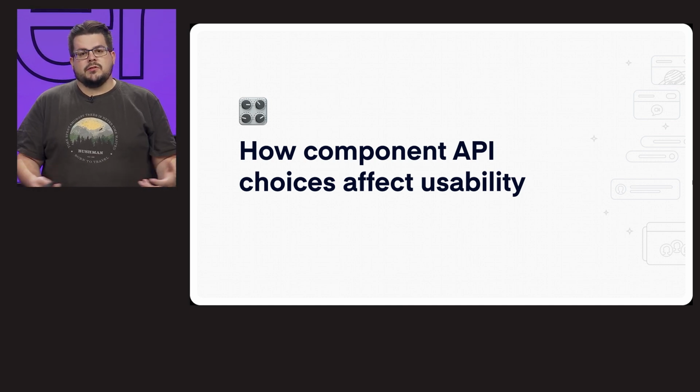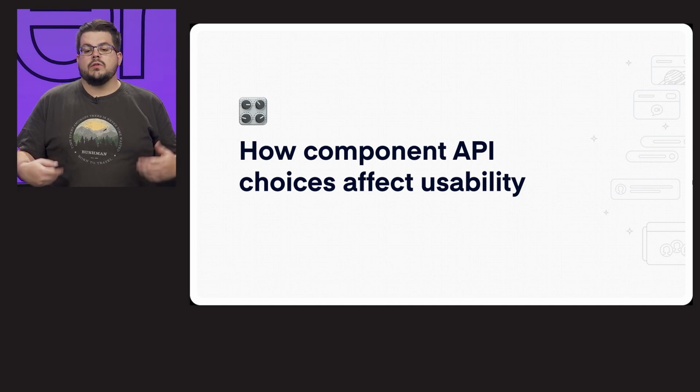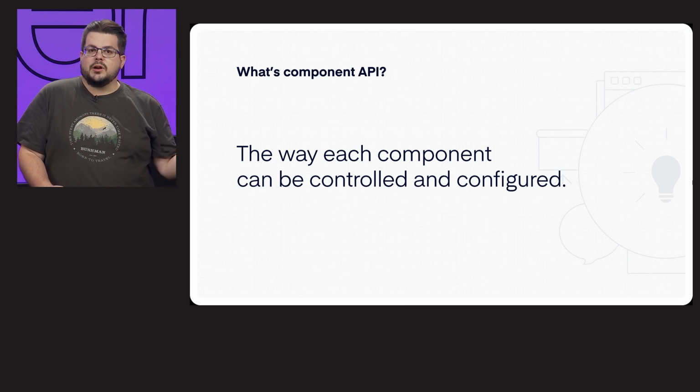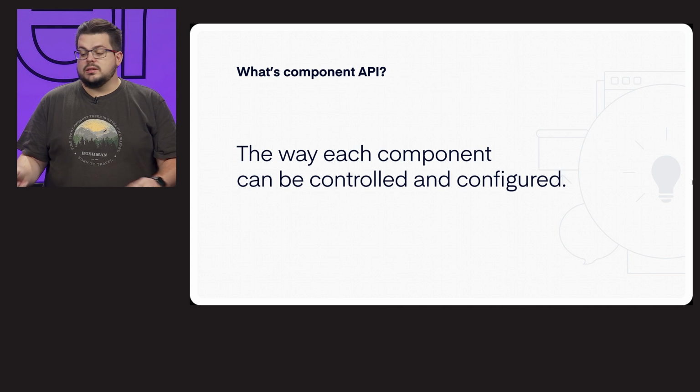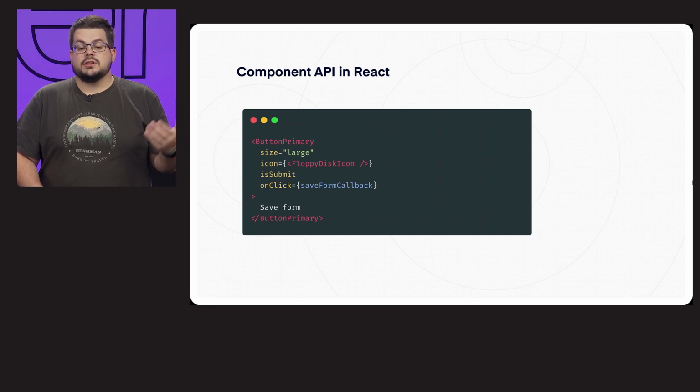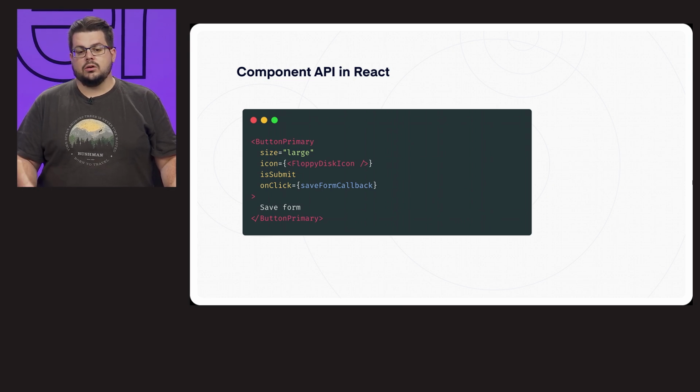This is a very important thing in how we build UI kits. But what is a component API? The component API is the way each component can be controlled and configured. Don't confuse this with the Figma REST API or plugin API. This is something else. Let me give you an example. Component API, for example, in React, may look like this. This is a button. More specifically, it's a button primary. It has a size large, it is an icon, and a few more properties. And this is how developers control how the button will look like in code.